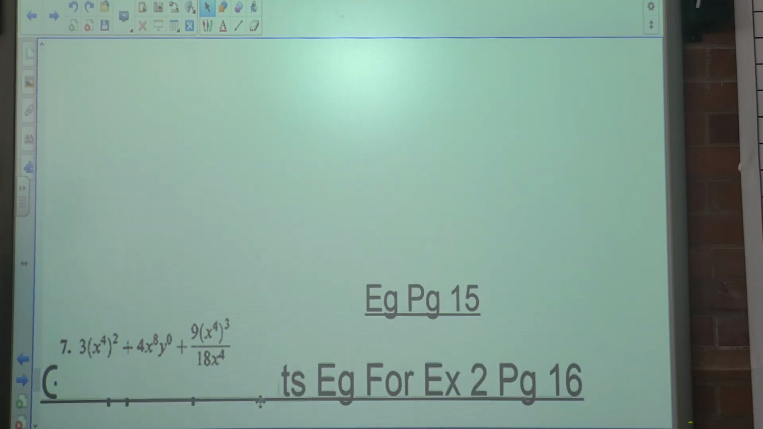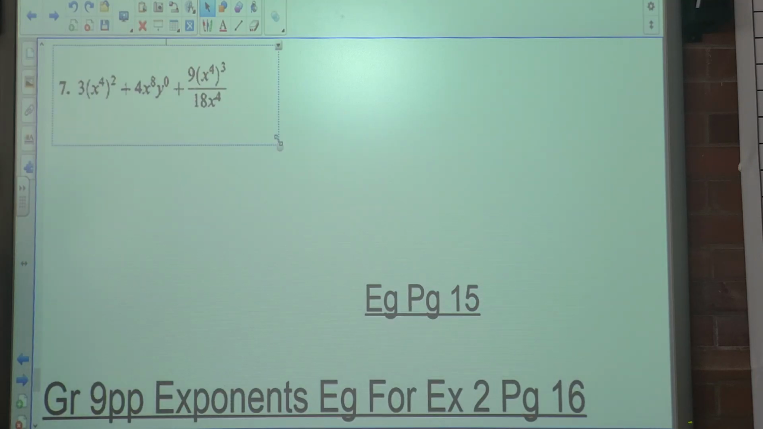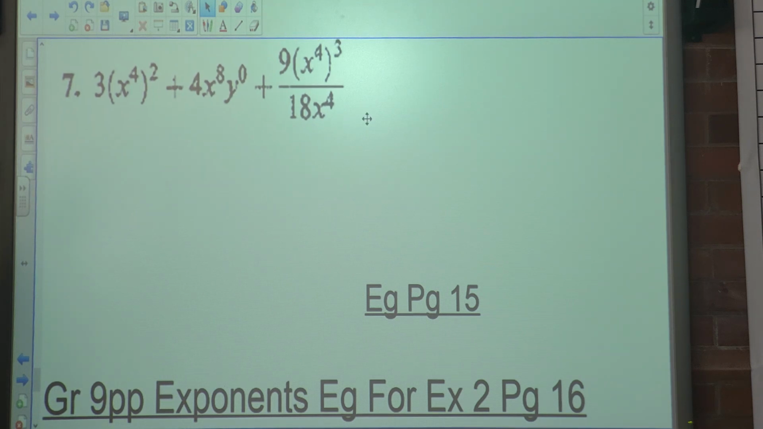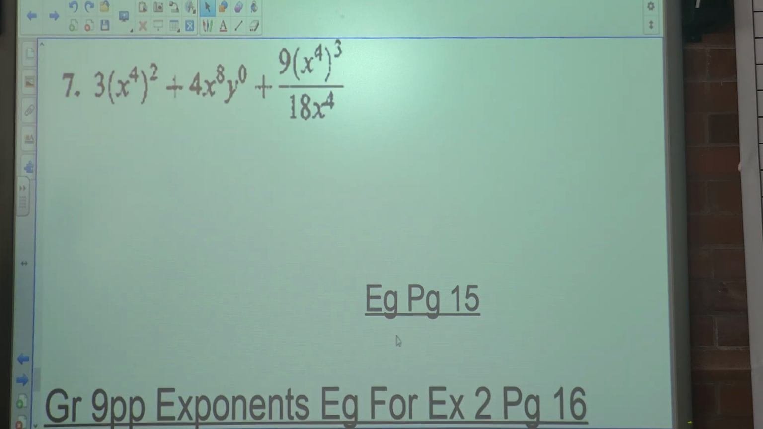Well, number 7. The sums are getting a bit bigger. This sum is probably worth like 5 marks or something.